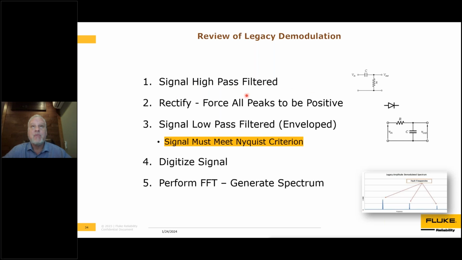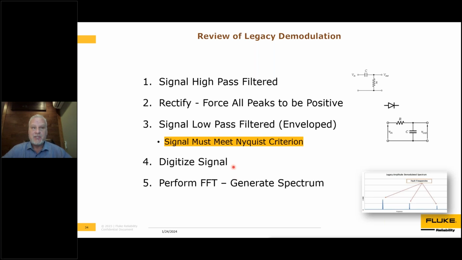So signal high pass filter. Two, we rectify the signal. Again, this is legacy demodulation, and this is how our data collector used to process this. We rectify and force all those peaks to be positive. And then this is the weakness of legacy demodulation. We signal low pass filter, we envelope it. The problem is this envelope still has to meet Nyquist criteria for whatever the final sampling rate that is required. So it still has that vulnerability of stripping out anything that doesn't have a long period of impact. So we'll capture some impacts, but it doesn't capture all impacts.